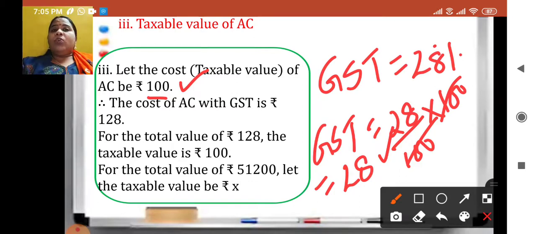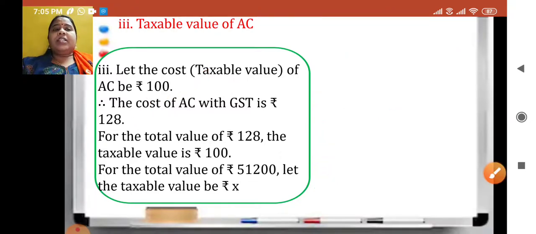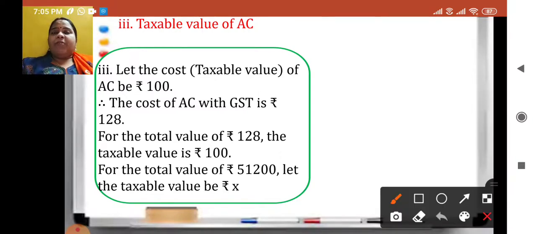Okay, the cost was 100, GST is 28 rupees. So total value will be what? Total value will be 128 rupees. How do I get that? 100 plus 28. I hope you are understanding. This is the reason why we are taking it with respect to 100. So that calculation becomes easy. Now what is left is just comparison. See, we have got two different conditions. We have got when the cost, the taxable value is 100, the amount with GST is 128.